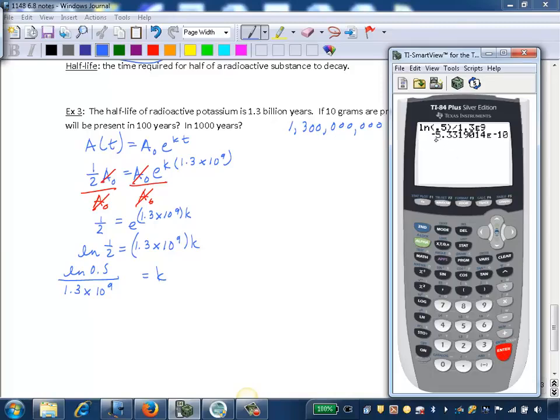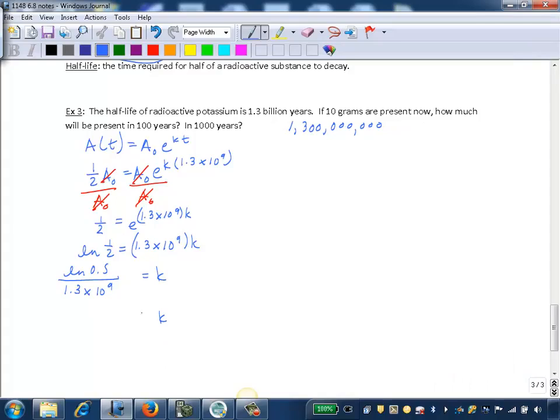So this will give me negative 5.33. I'll round that to about negative 5.3. And again, here's that E shortcut, which is a way of saying times 10 to the power of negative 10. So I'm going to write in here my k is approximately negative 5.3 times 10 to the negative 10.